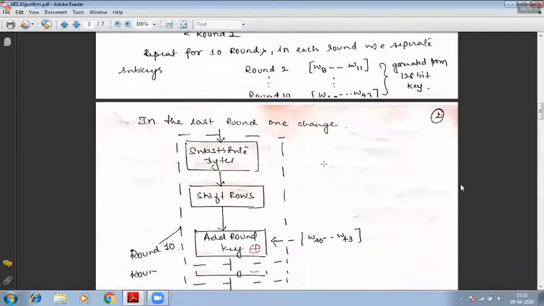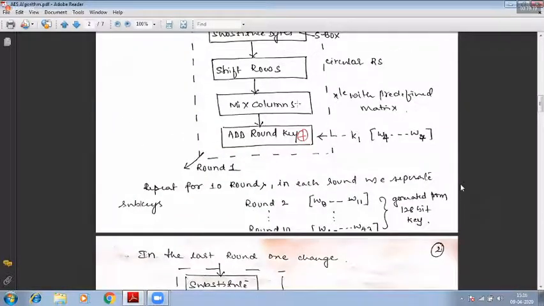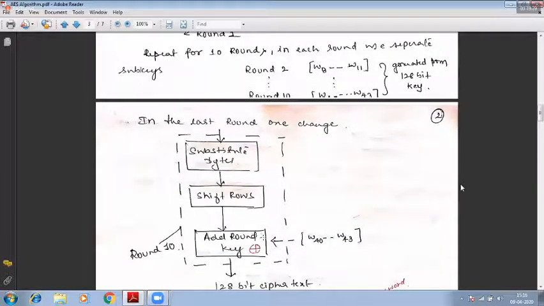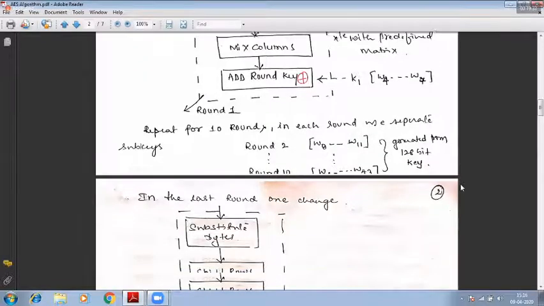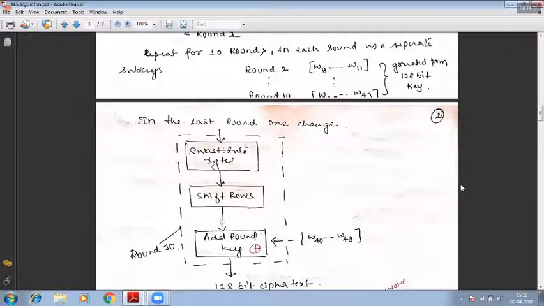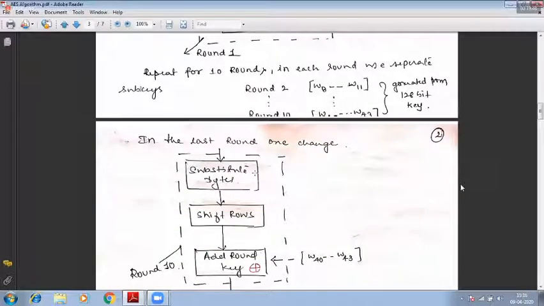So let me go in general with respect to one more change when compared to your first round and the last round. Just see here, I have 4 combinations: substitution byte, shift row, mix column, as well as add round key. One thing we remove in the last round is that the mix column combination is not present here. So that is what you need to remember in AES. In the last round we are not making use of the mix column combination. That is the difference between the first round and the last round. The other things remain the same.